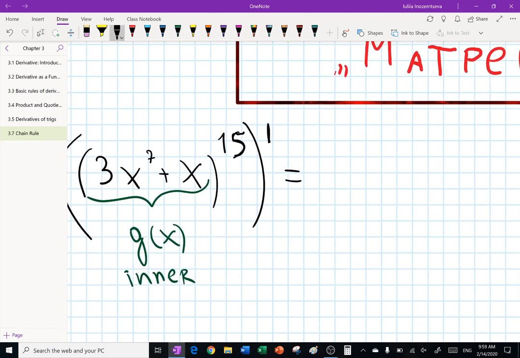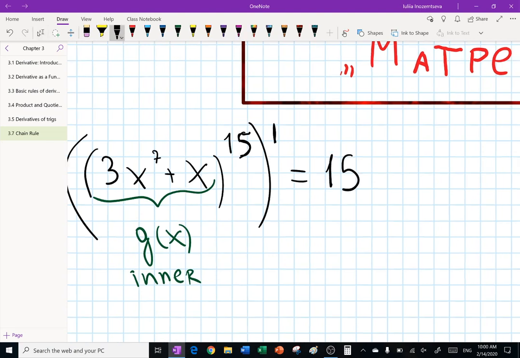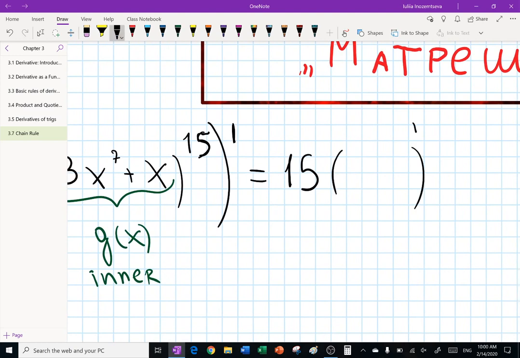And now this is how you see it. So the formula says don't touch the inner layer because you cannot yet. It's inside. So you cannot approach it yet. Your job is to differentiate the outside layer. The outside layer is this something to the 15. And this is how I teach it. You should see it as something raised to the 15. How to differentiate something to the 15? 15 goes down. Something to the 14.